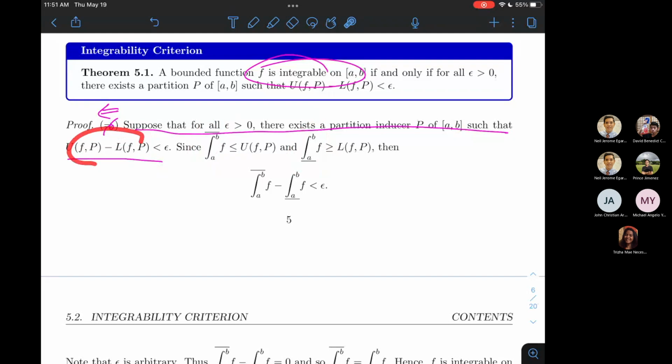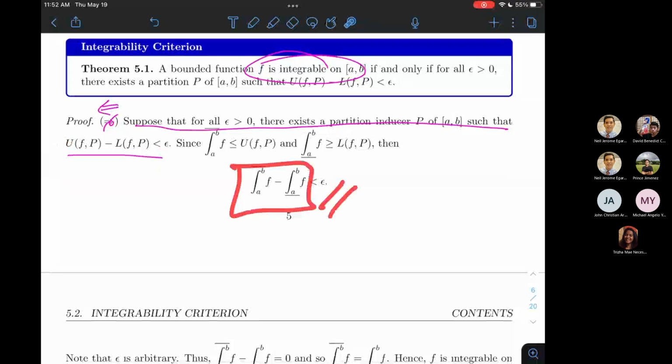the upper Riemann integral and the lower Riemann integral will be smaller than the difference between the upper sum and the lower sum. Yung upper minus lower sum ay mas maliit sa epsilon, so this difference will be less than epsilon.